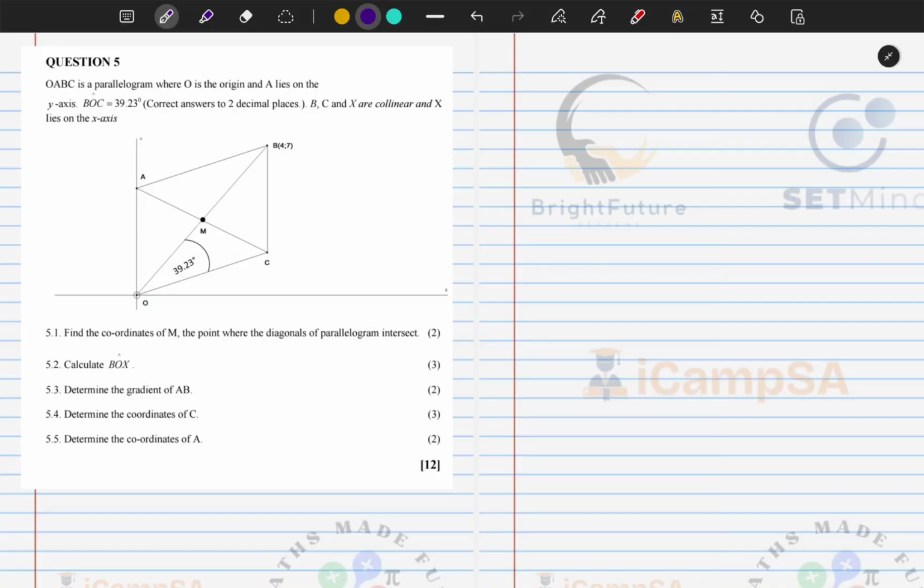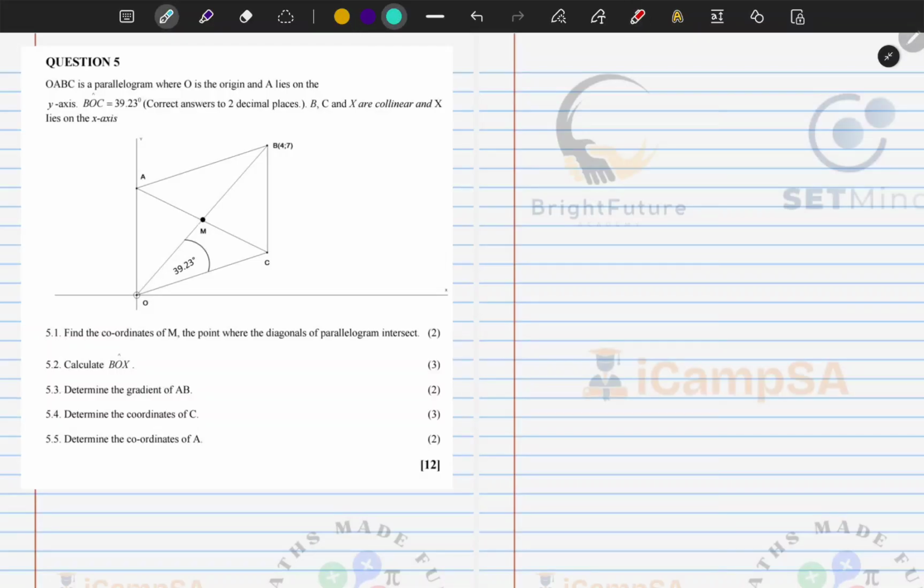So we have question 5. They are telling us that OABC is a parallelogram where O is the origin. So we have O here, and A lies on the y-axis, as we can see here. Angle BOC is 39.23, correct to two decimal places. BC and X are collinear, and X lies on the x-axis.